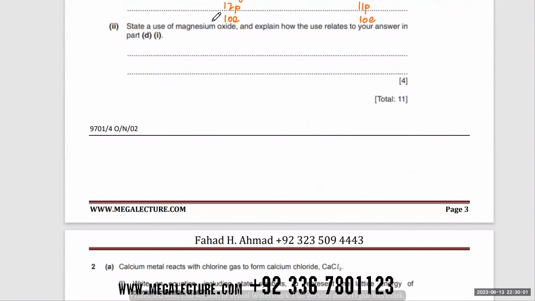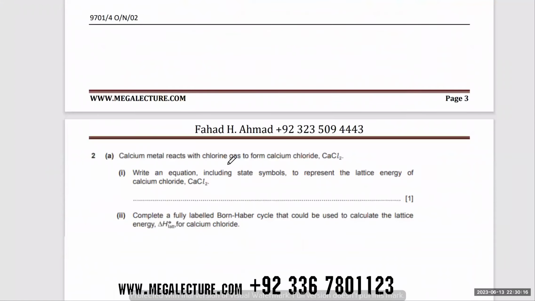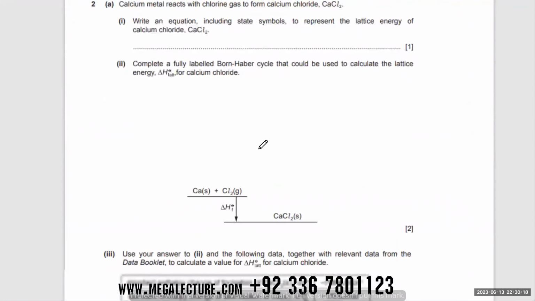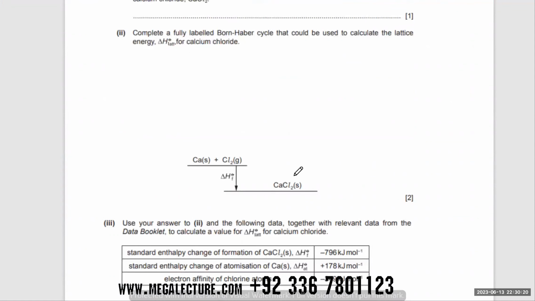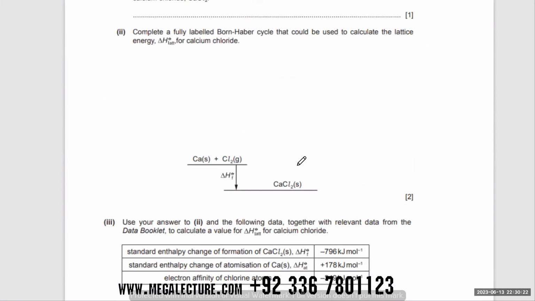So magnesium oxide would be furnaces and heat shields, etc. Like the space shuttle has this black underbelly that is covered with tiles that are made out of magnesium oxide. So now this one, calcium metal reacts with chlorine, so you have to draw the Born-Haber cycle. So what are you going to do? You're going to atomize it.